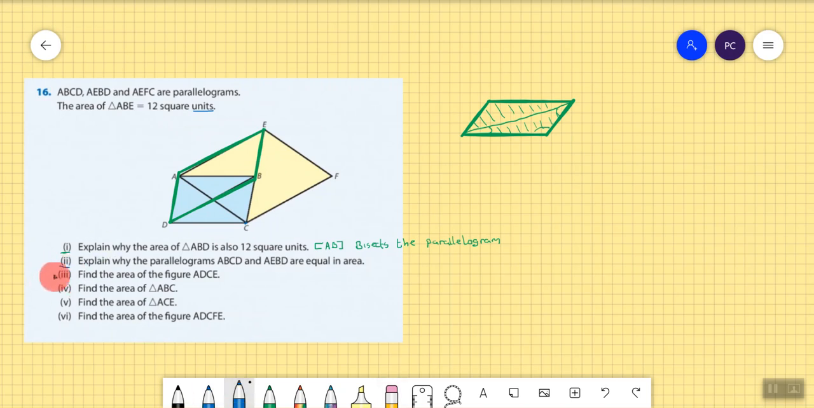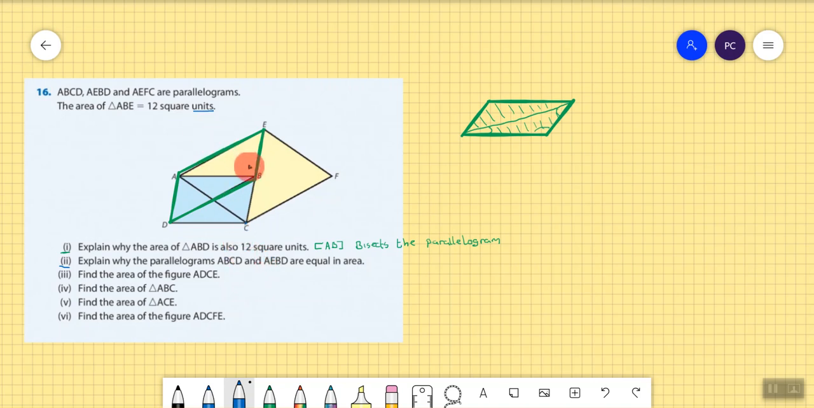So the second part then is explain why the parallelogram ABCD, so A, B, C, D. So let me just get this out of the way. So we're basically saying, why is this parallelogram A, B, C, D and AEDB, AEDB, okay? So maybe I'll actually put that back. So we have this green outline here is one parallelogram, and then we have this blue is another parallelogram. So you have 2 parallelograms. So it says, why are the 2 of them equal in area?